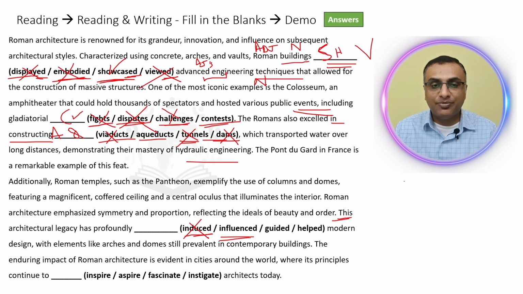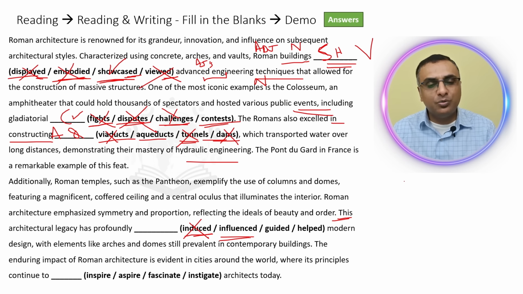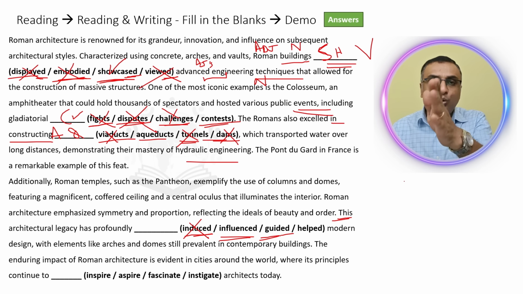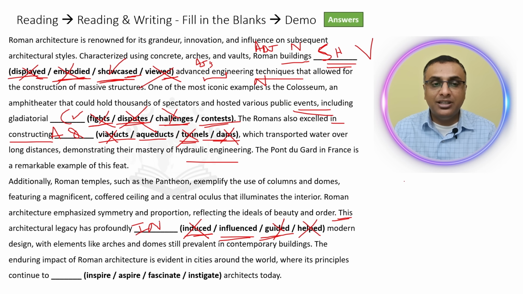Next, influenced. You are influencing something, somebody is taking some good ideas from you. Influenced could be the word. Now, next, guided. What is guided? You are telling somebody to go in this direction, and they are following it blindly. That is what is called guided. So, guided is ruled out. Helped. Anywhere in the paragraph, did you see that Romans took help from these people? Romans took help from Greeks, Italians, anybody? Absolutely not. So, helped will not be the correct word. In this case, influenced will only be the correct word.